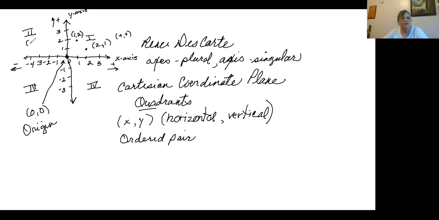So everything over here has a negative X value and then a positive Y value. Every point down here, you go left and down, so it has a negative X and a negative Y. And every point in the fourth quadrant has a positive X and a negative Y.